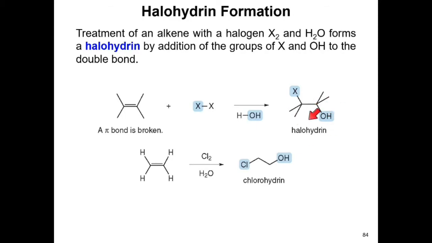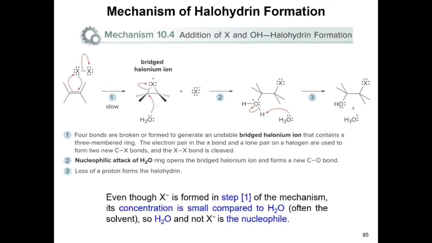So what we have is a halohydrin. Here's the reaction mechanism. The very first step is the formation of the bridged halonium ion, which is the rate determining step. In this first step, the pi bond is broken, and then two sigma bonds are formed between the two carbon atoms and one of the halogen atoms, and then the sigma bond is broken between the two halogen atoms in the molecule. And again, this results in the formation of the bridged halonium ion.